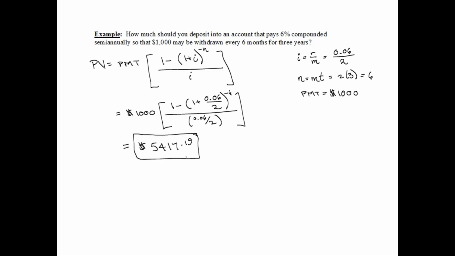So, ask yourself, does this answer seem reasonable? Well, how much will we withdraw total? We'll have 6 payments of $1,000. And so it makes sense that since our money will be earning interest, the initial investment should be a little bit smaller than $6,000. And it is, so I would say this answer seems reasonable.